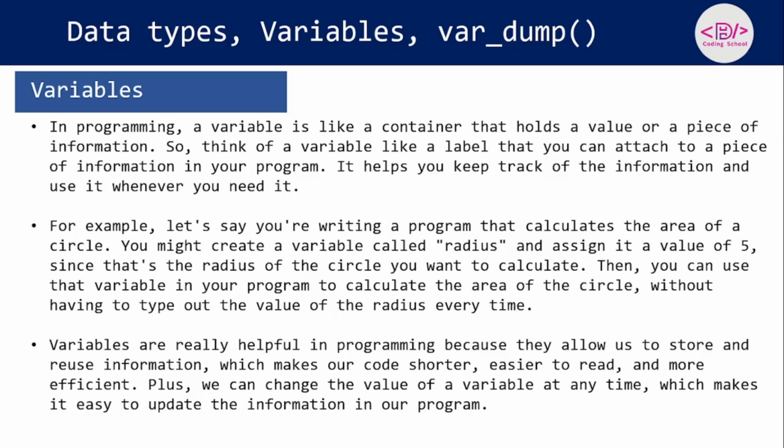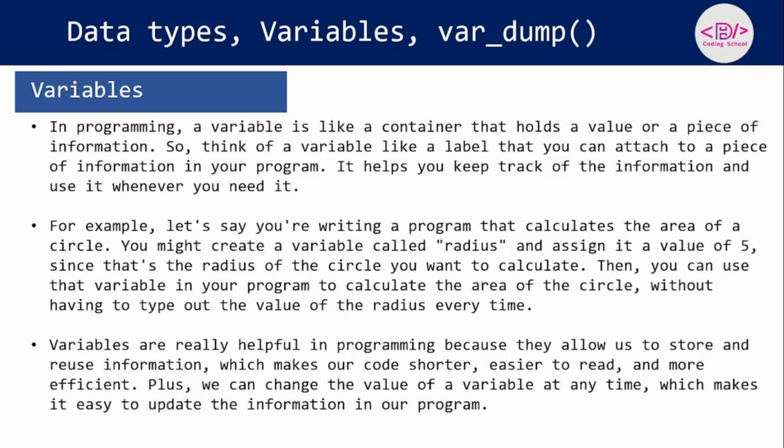So you can see in this example here, you want to calculate the area of a circle, but you know there is a piece of information that you are going to need, which is going to be radius. So you can create a variable called radius, and then you can assign it a value of 5, and whenever you need to use radius, you simply call out that piece of information that you stored. So variables are really helpful in programming because they allow us to store and reuse information, which makes our code shorter, easier to read, and more efficient.